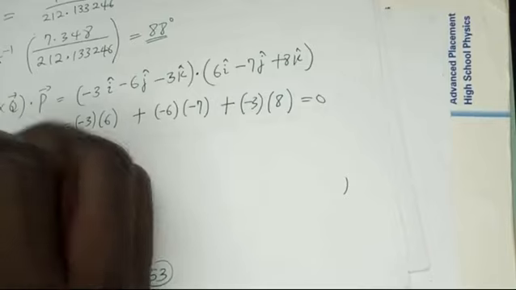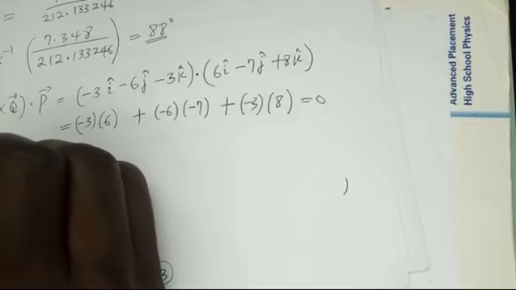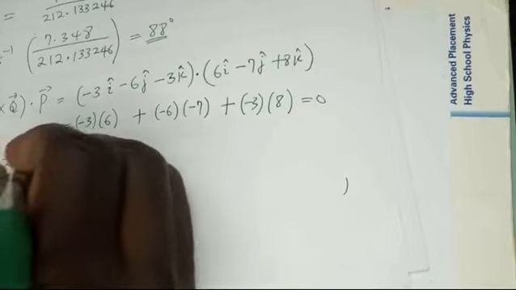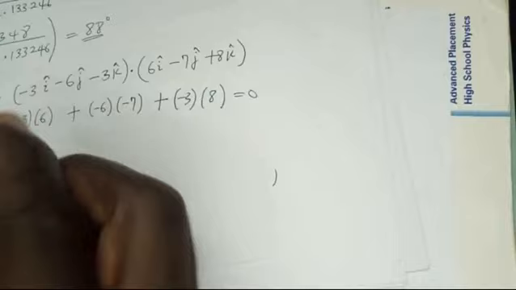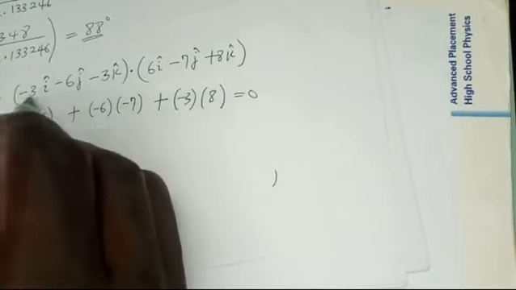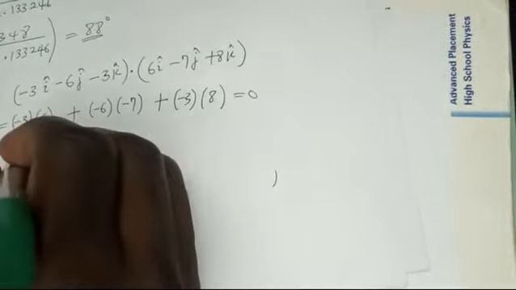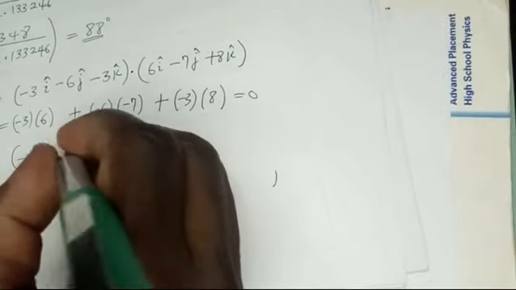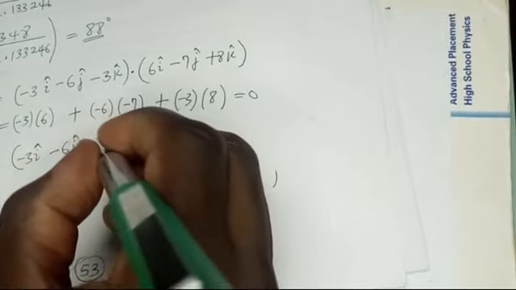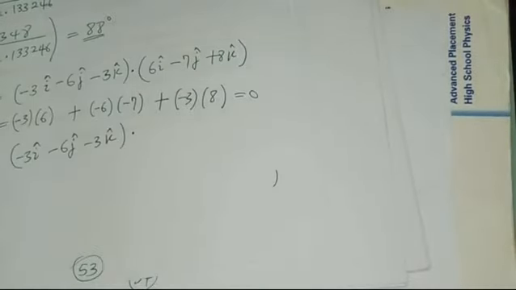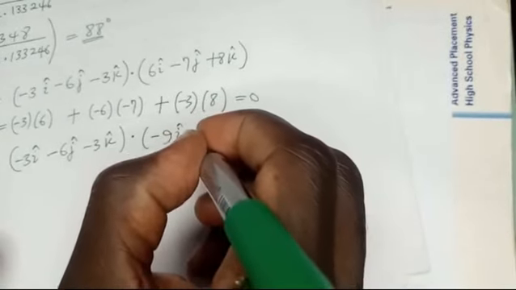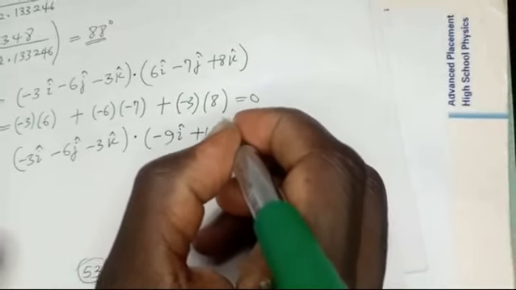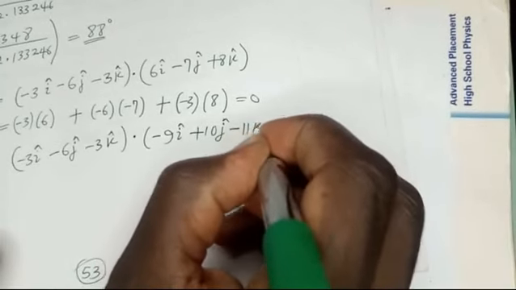Say P cross Q dot Q, because they say it is perpendicular to both P and Q. So this vector will not change: minus 3 i cap minus 6 j cap minus 3 k cap, dot, what about your Q? Your Q is negative 9 i cap plus 10 j cap minus 11 k cap.